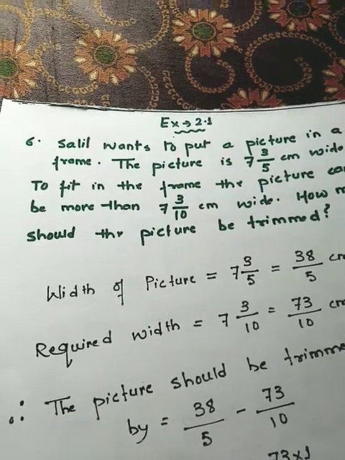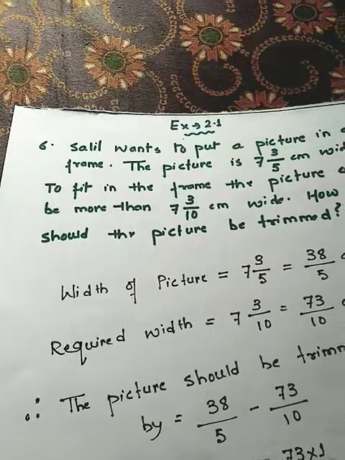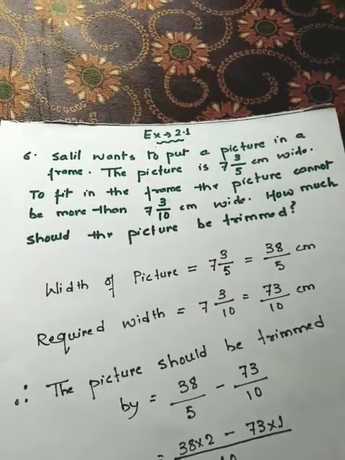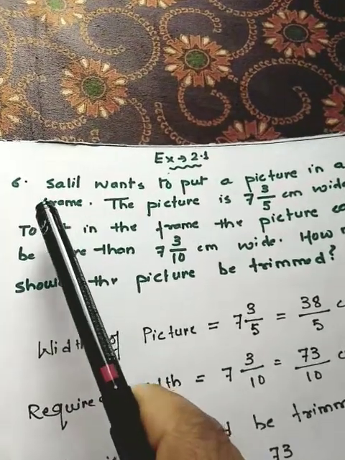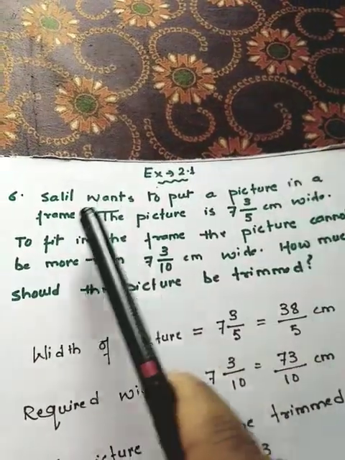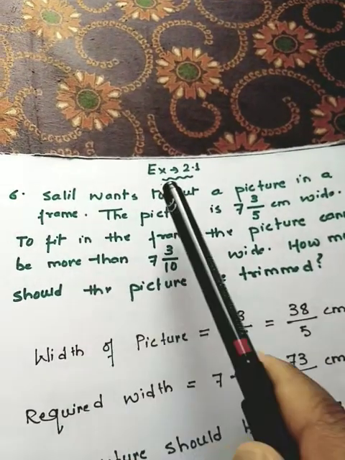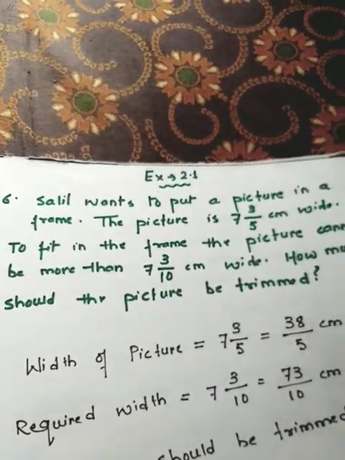Students, today we'll learn how to solve questions 6 and 7 of exercise 2.1. So let's see what is there in question number 6. Question 6 says Salil wants to put a picture in a frame. There is a particular frame where Salil wants to put a picture.